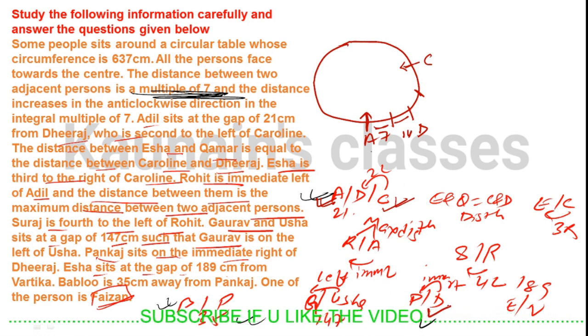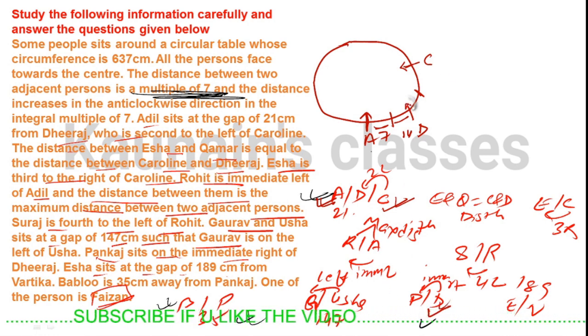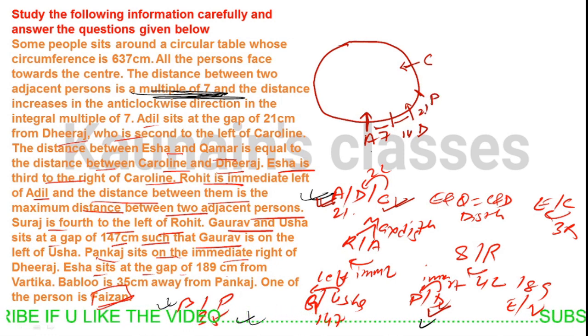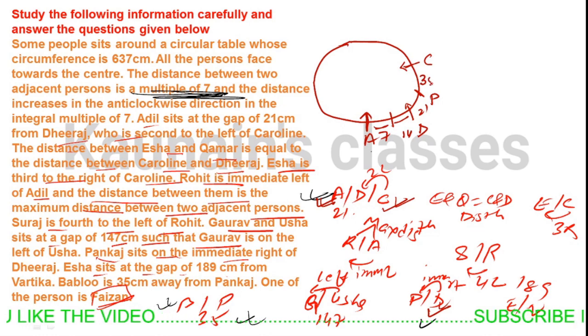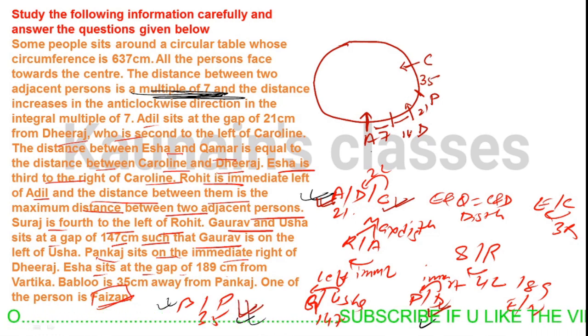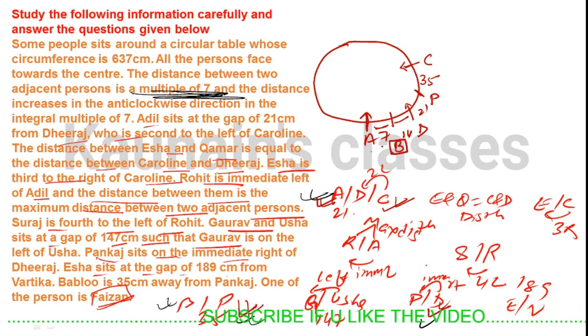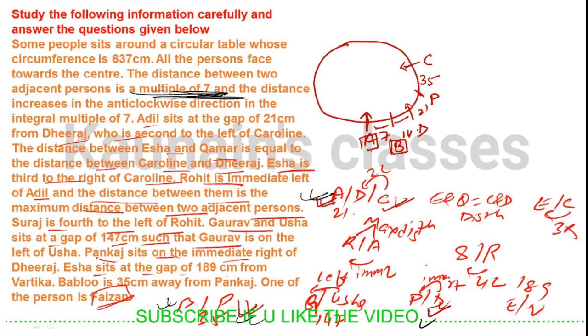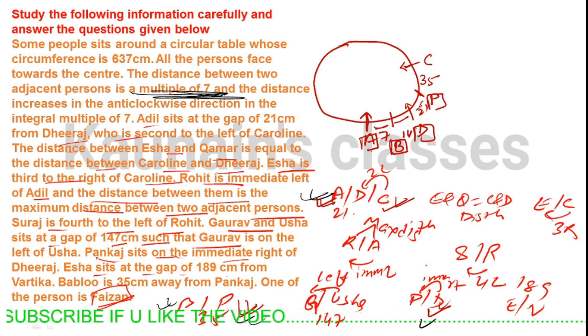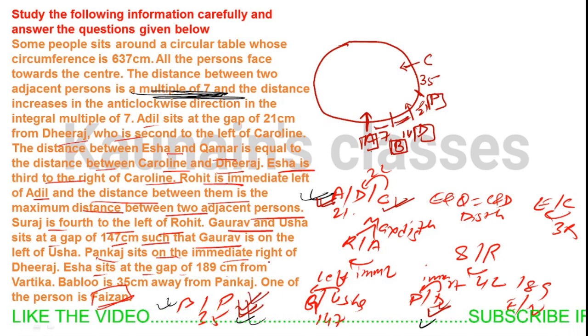P is on the immediate right of D. Everyone is facing inside, so P would be here, and the distance, this is 21 and this is 35. The distance between B and P, Bablu and Pankaj, is 35. So we can place Bablu here. If we place Bablu here, the distance between Bablu and Pankaj is 21 plus 14, 35. So this hint is satisfied.